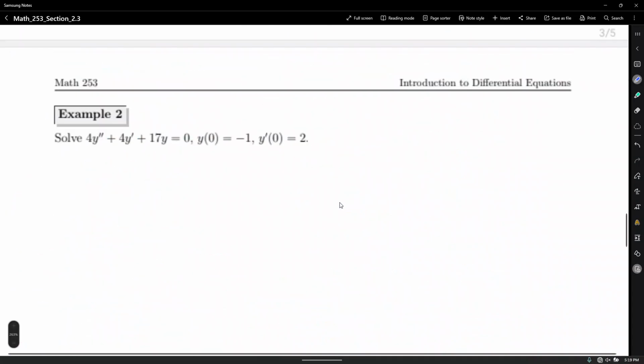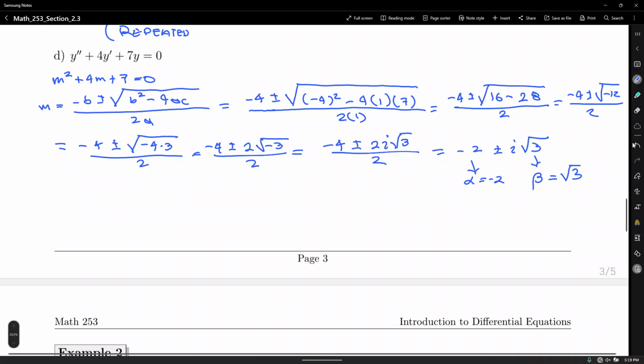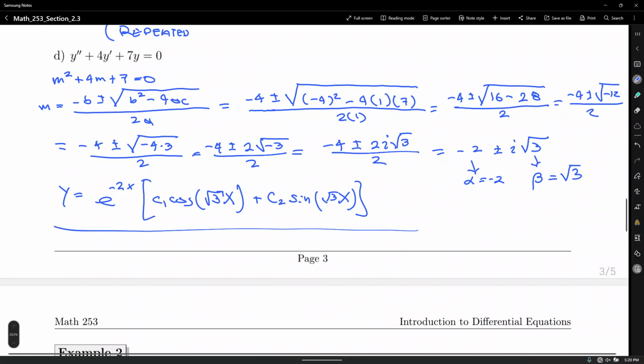That means the following. y equals e to the negative 2x times c1 cosine of square root of 3. Actually, be careful. Make sure the x doesn't get inside of the radical. Plus c2 sine root of 3 times x. Okay, and we can call it a day for the solution here.